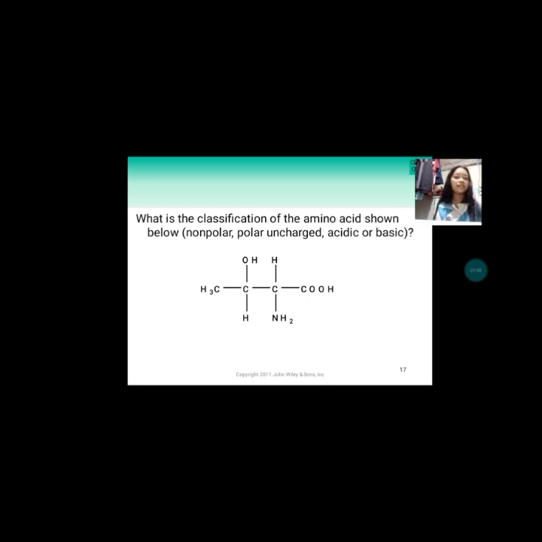So, what is the classification of the amino acid shown below? So, this amino acid is polar uncharged because it contains a polar hydroxyl group.